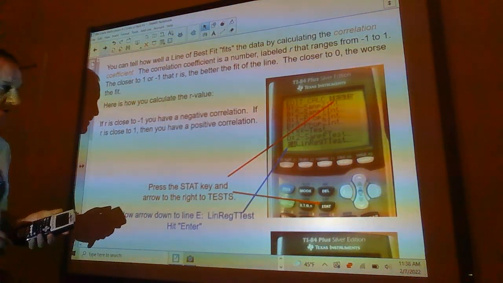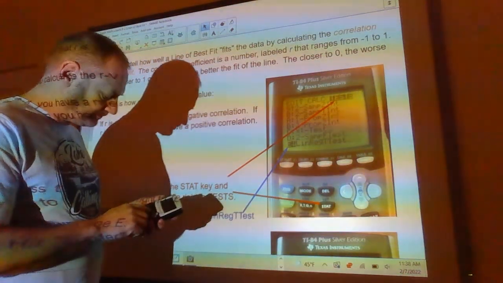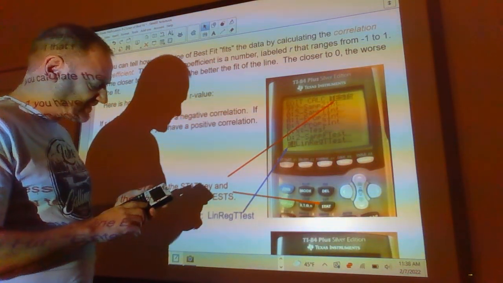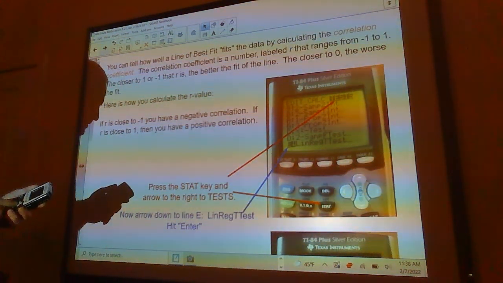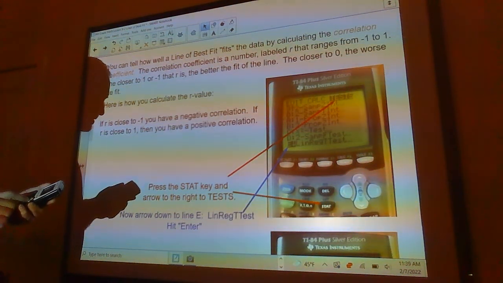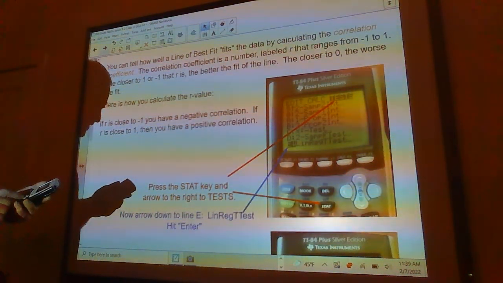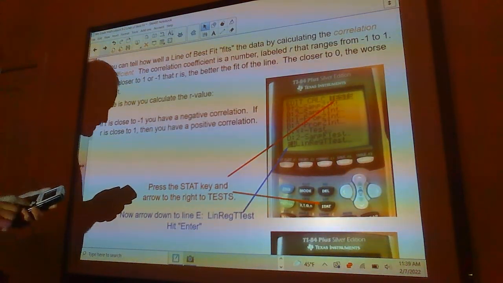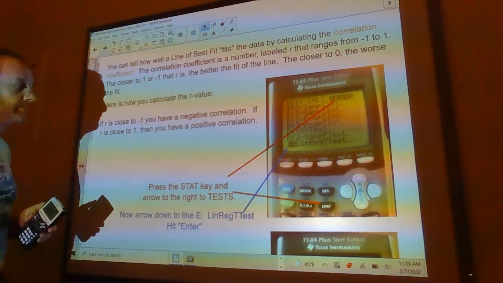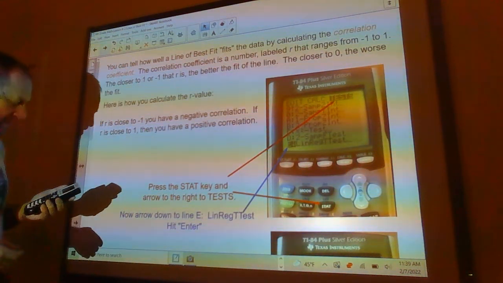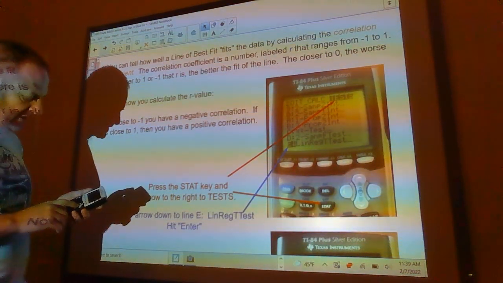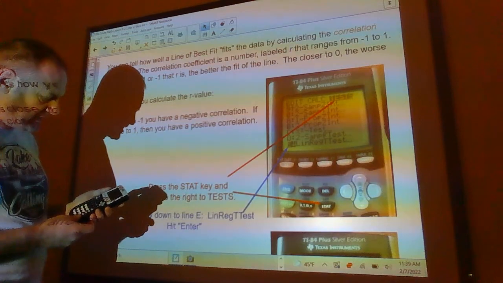So how do you calculate that? Well, you push your stat key again, and then you arrow over to tests. Then you have to arrow down to row E. Nope, not row E. It was row E on this one. Oh, it's row F, sorry. It says linear regression t-test. So you're going to hit enter, and then all you have to do is arrow down to calculate and hit enter.